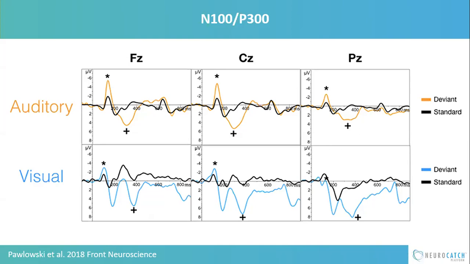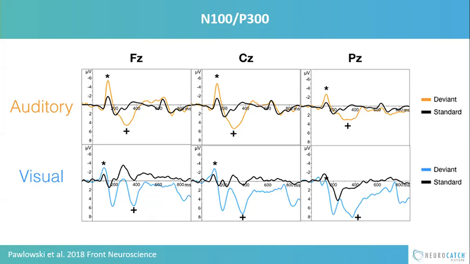And look at how the response actually reduces in amplitude. Compare that to the P300, which maintains or sustains in this individual, and in the visual, gets quite a lot larger in the PZ electrode site. So that's a demonstration of change over space, right?